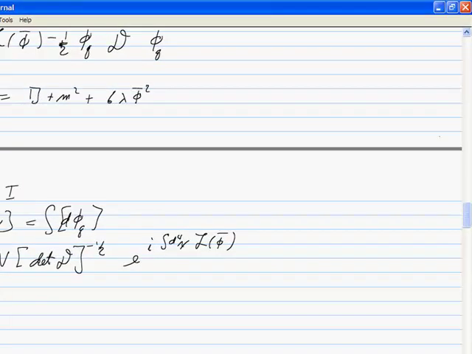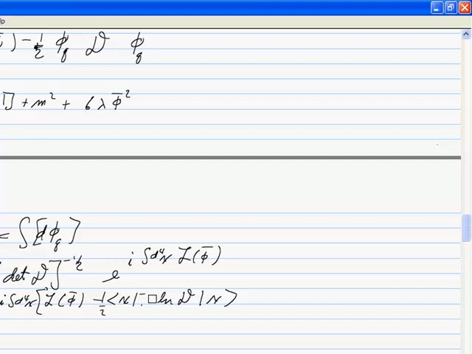This is then e to the i integral d^4x, skipping a step, L effective of phi bar minus the x is minus a half log trace log D. There's actually no remaining trace left over because the only coordinate here is x, so that's the trace there. Okay, so that's the thing we get after doing the path integral.